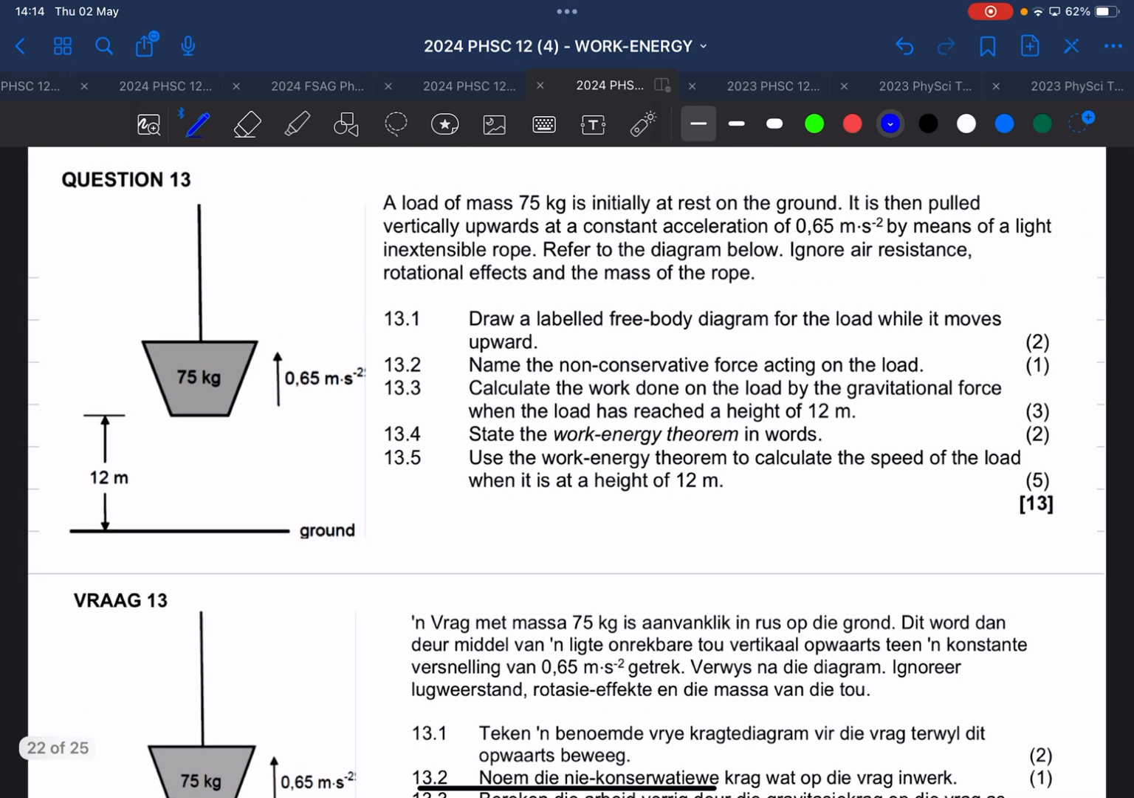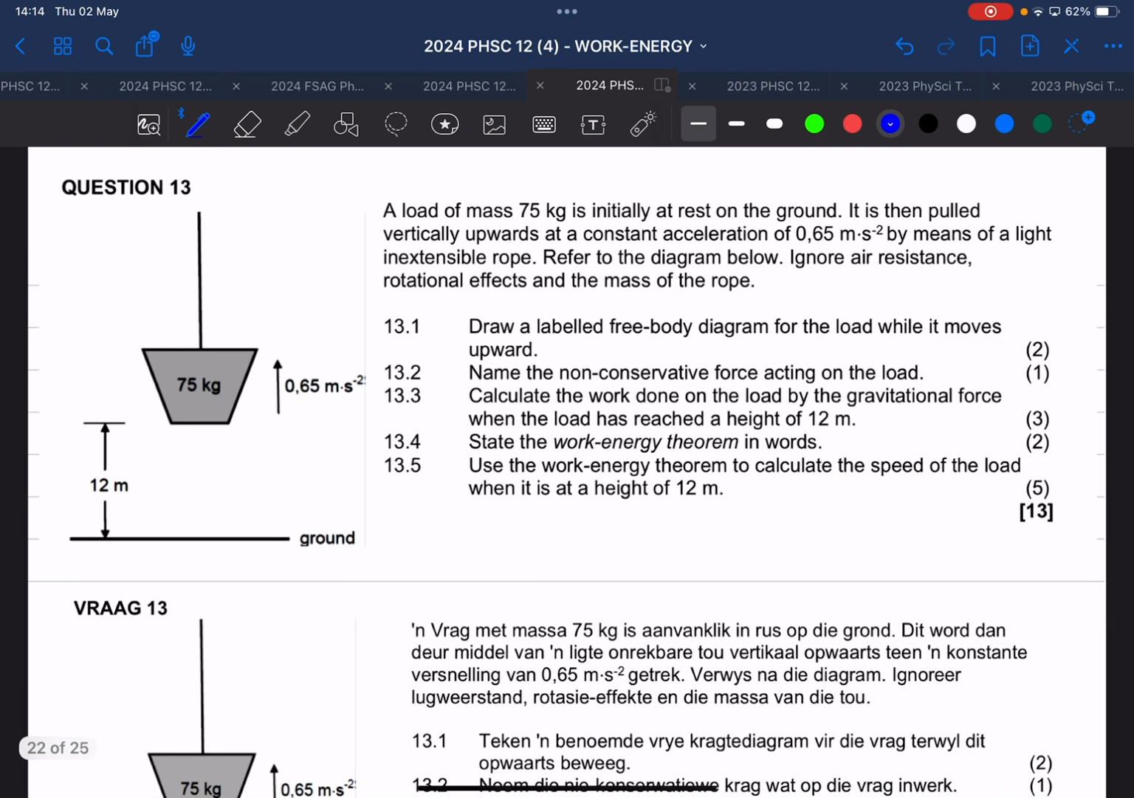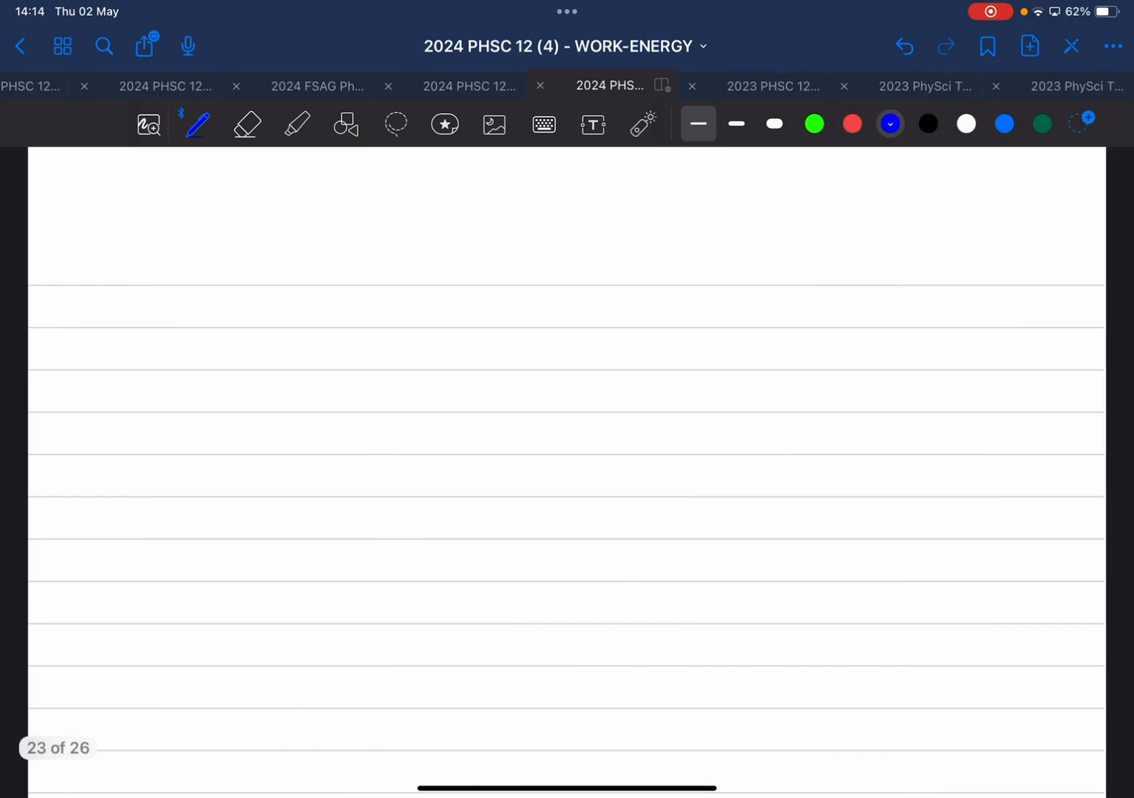So use the work energy theorem to calculate the speed of the load when it is at a height of 12 meters. Okay, so I'm going to show you how to do it in a way I haven't done it before. Okay, so our work energy theorem, this is 13.5.